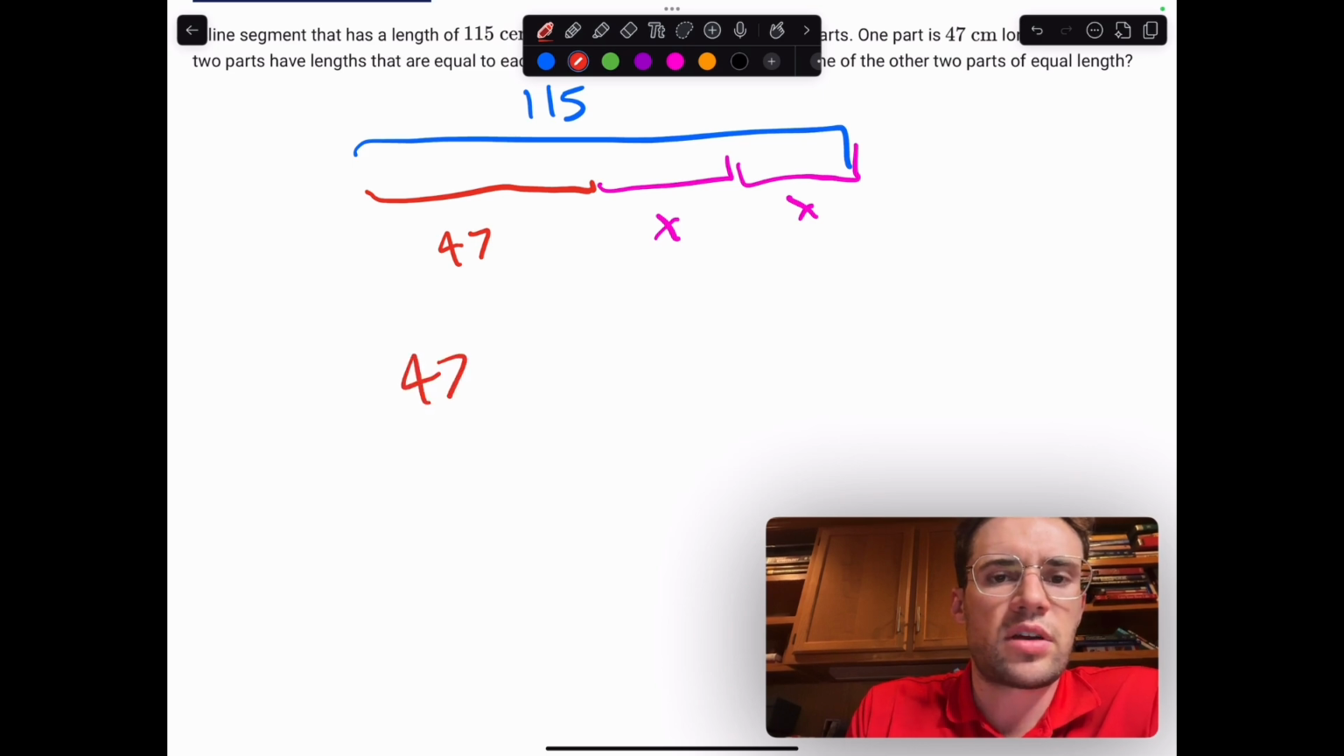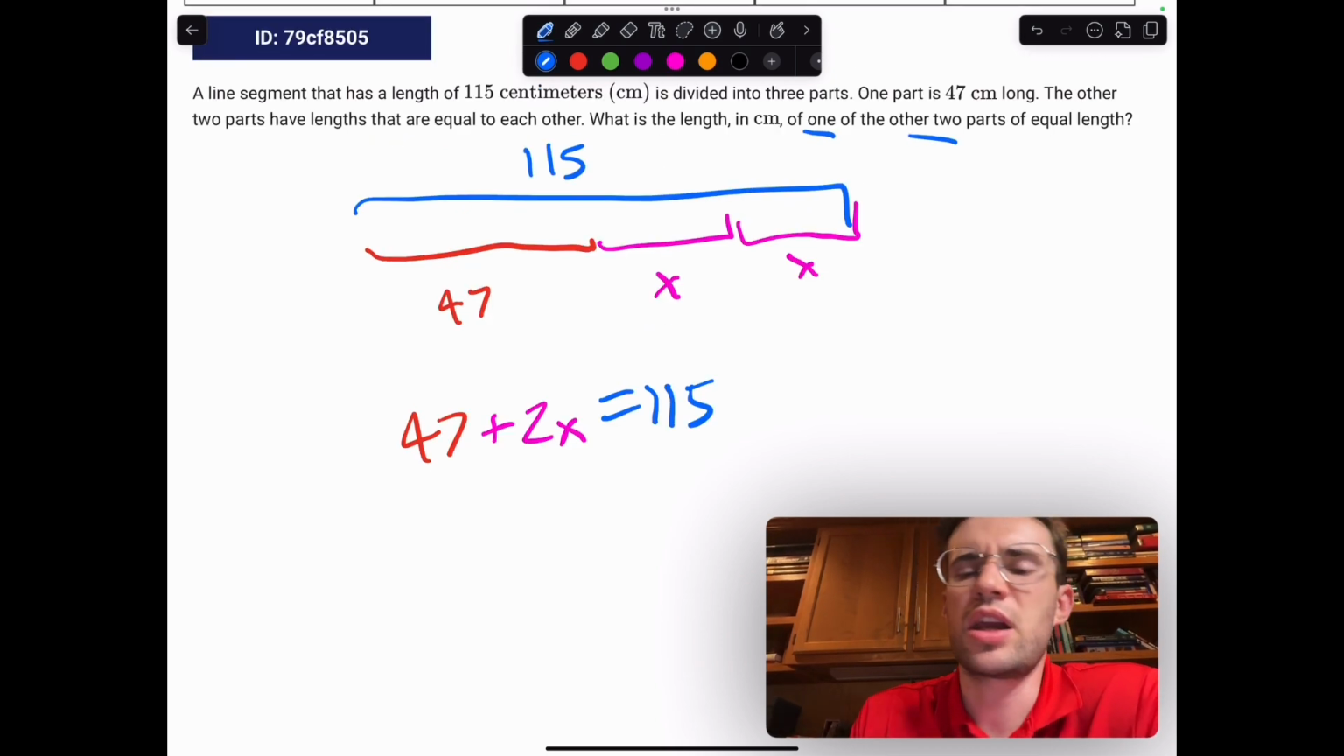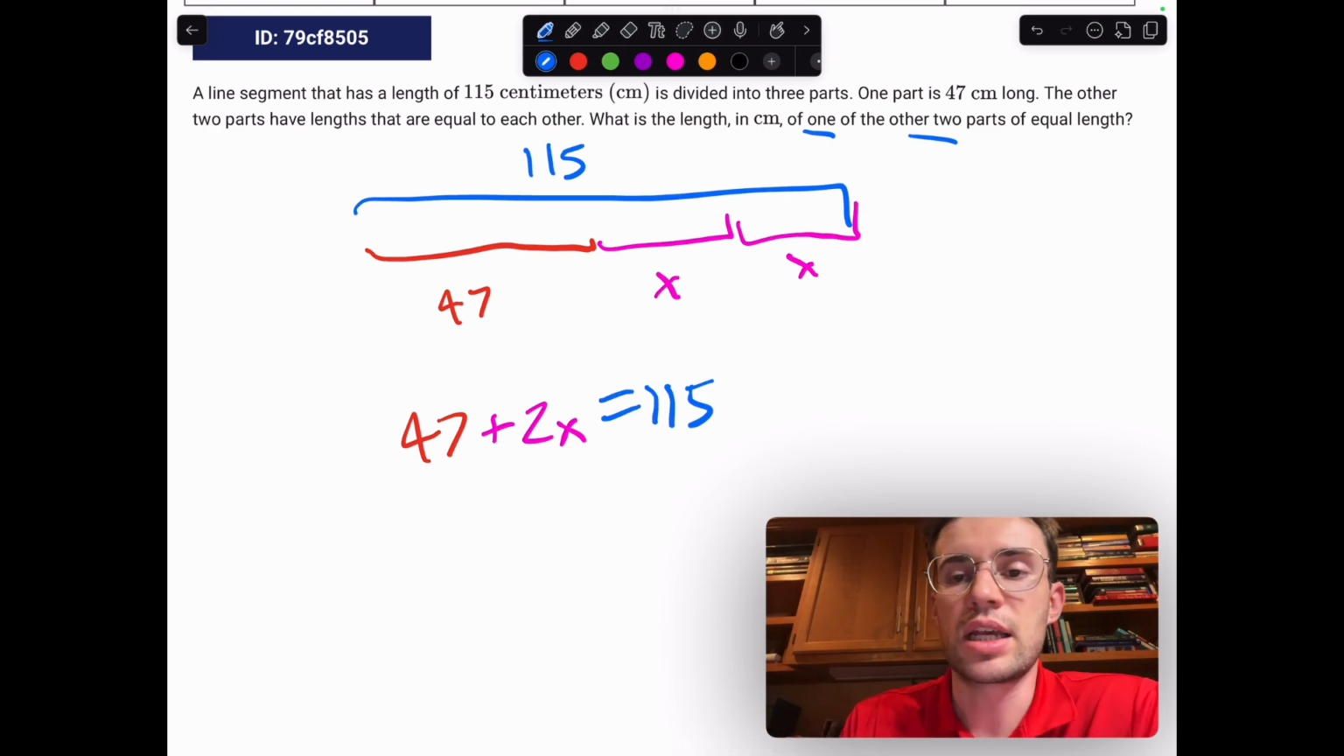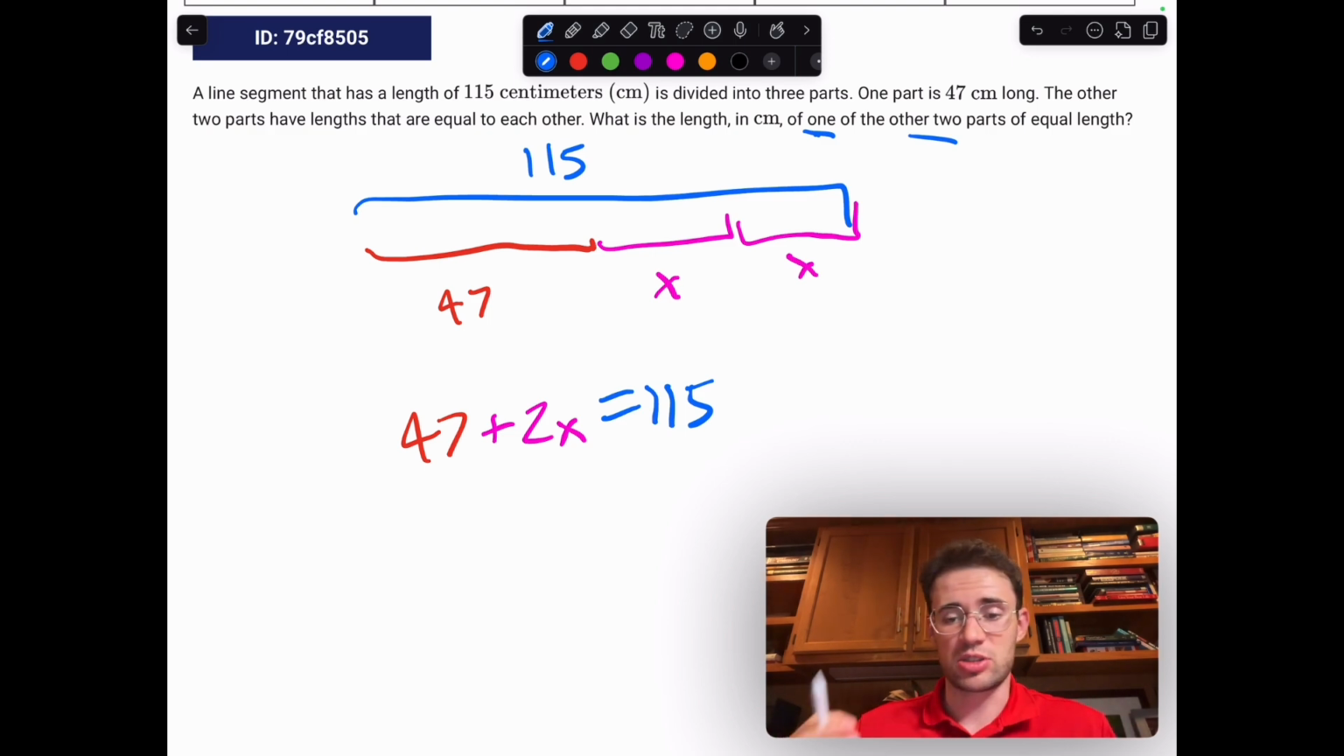All right, so 47 plus x, which would be 2x, right? We have 2 x's, is equal to 115. One of the other 2 parts. Just be careful because they could say what would be the length of the 2 parts combined. In this case, they're asking for just one of those 2 parts. I think that's one of the keys for the SAT, especially for the math section. Just always really focus on that last sentence. What are they looking for exactly?